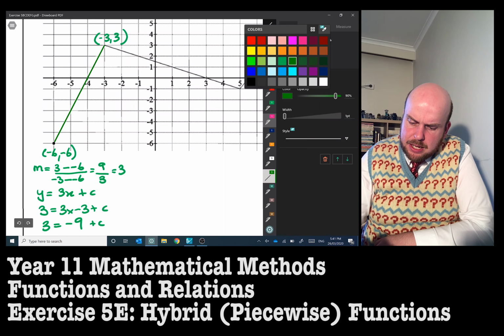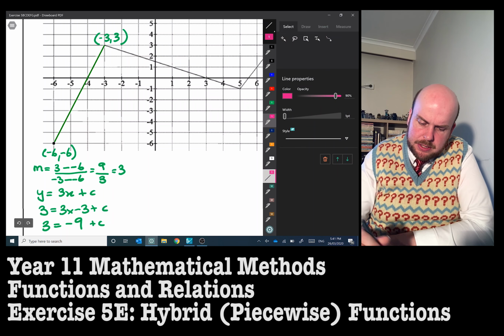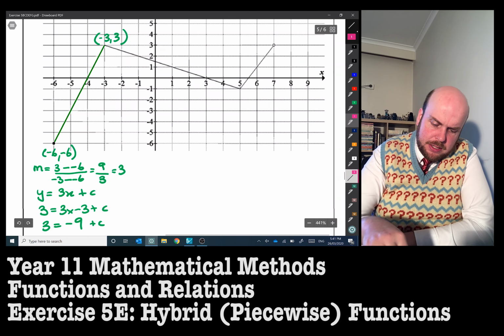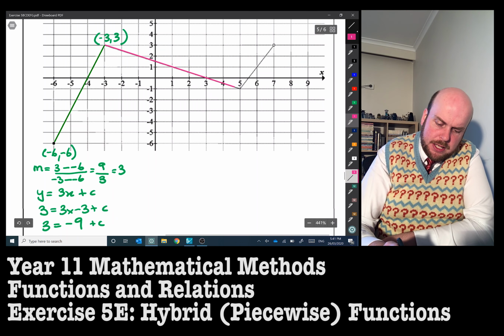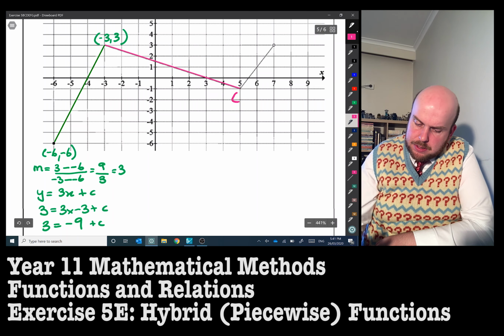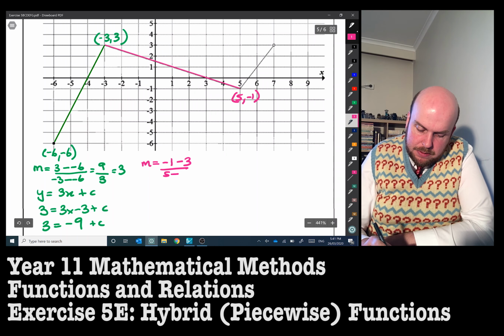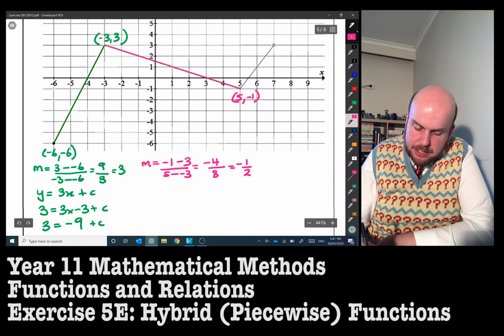All right, let's get pink going on here for this middle component, from here to here. And we'll label this as 5, -1. So again, for the middle component, I'm going to go -1 minus 3 over 5 minus 3. So this is going to be -4 over 8. So this is -1/2.